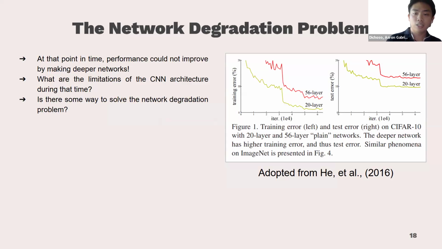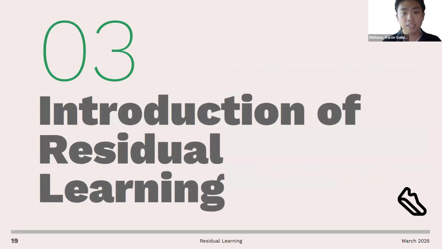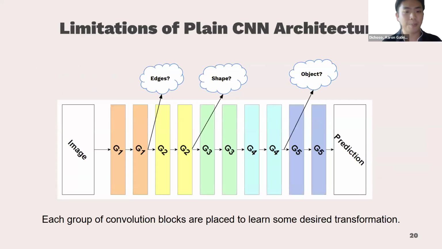So there come the limitations of the convolutional neural network architecture. How do we improve upon these limitations? Here then comes residual learning. So let's talk about these architectures for a bit. This is the example of a plain CNN architecture. This was the architecture being used before residual learning was implemented, okay?